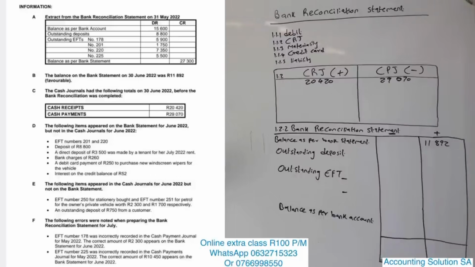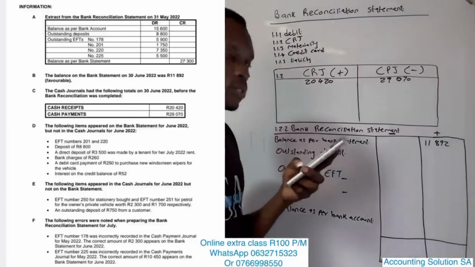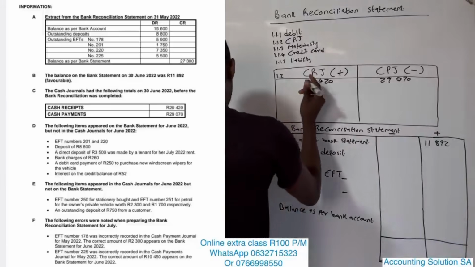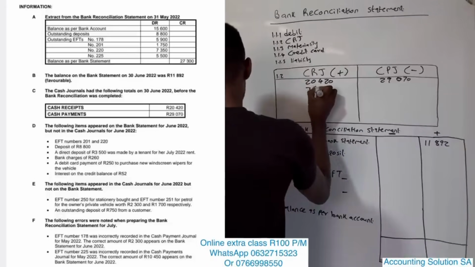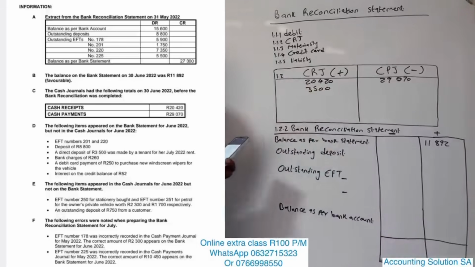now let's check number 3. A direct deposit of 3,500 was made by a tenant for her July 2022 rent. Okay, now let's check what actually happened here. A tenant has deposited, but the amount was not appearing. This is a cash receipt 3.5. If you check 3.5 on the last month's statement, it was not there.